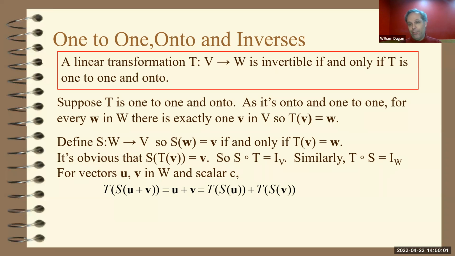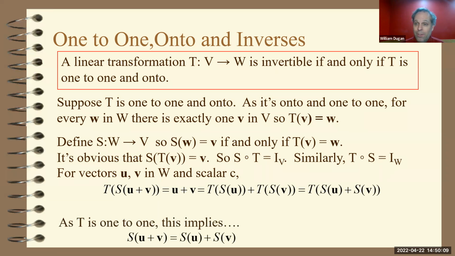But T is linear, so then you can break that apart to get that. Notice the left-hand side is T of something, the right-hand side is T of something, but we know T is 1-to-1, so the somethings must be equal. So S of U plus V must be S of U plus S of V. That's one of the properties of bilinearity.